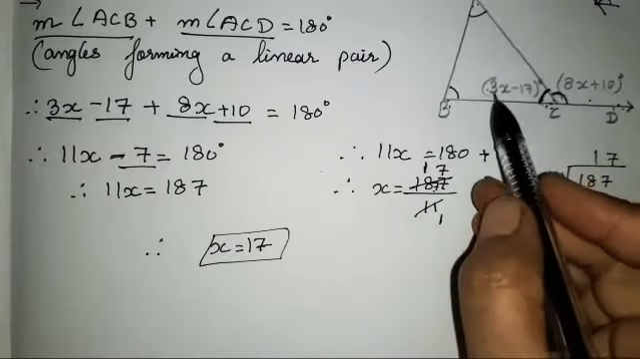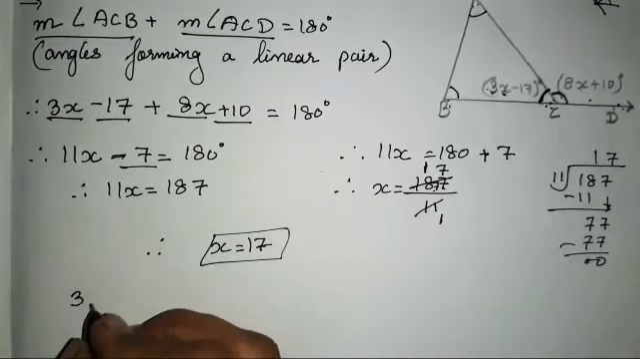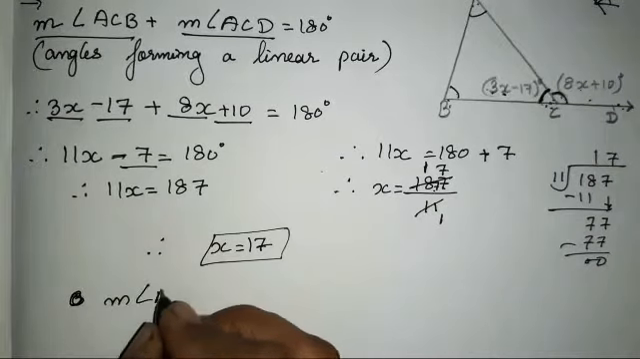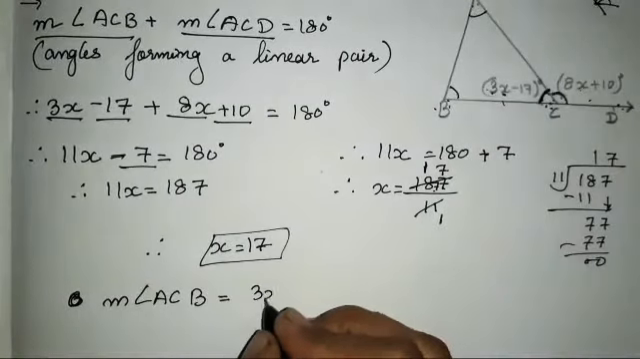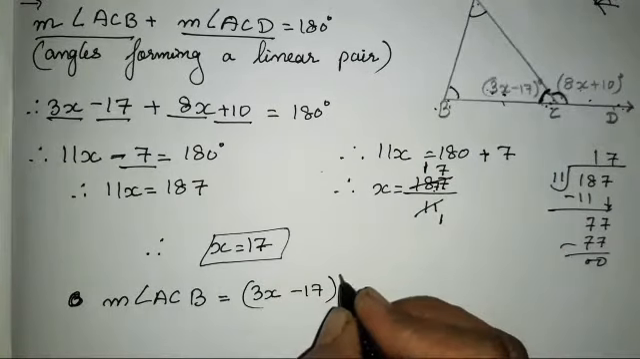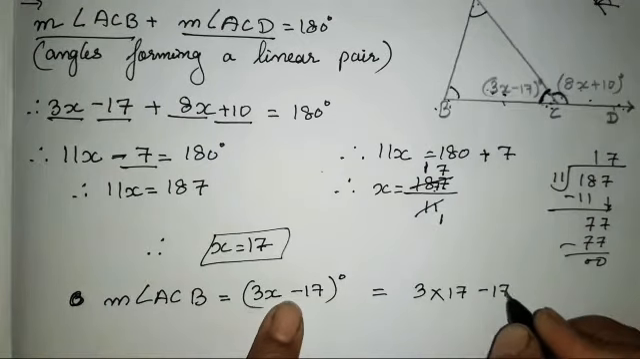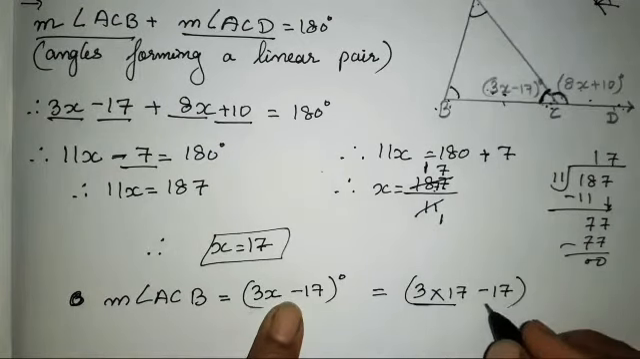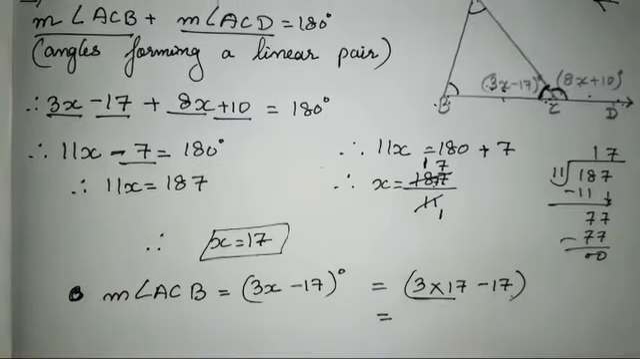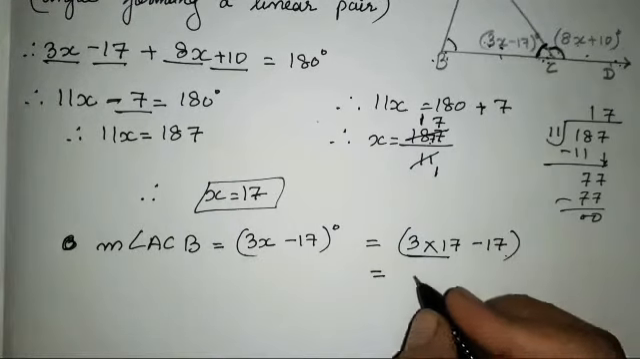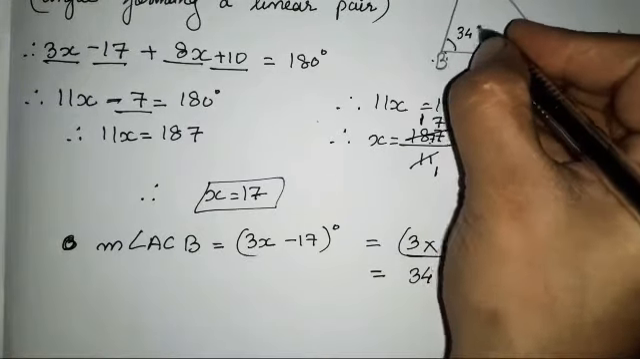Now what we have to do? We have to substitute the value of x over here in both the equations. First we will write the measure of angle ACB. What was ACB? 3x minus 17 degrees. Okay, so that means 3 into 17 minus 17. So multiply and then subtract. The answer is going to be 34 degrees. So we get this angle as 34 degrees.